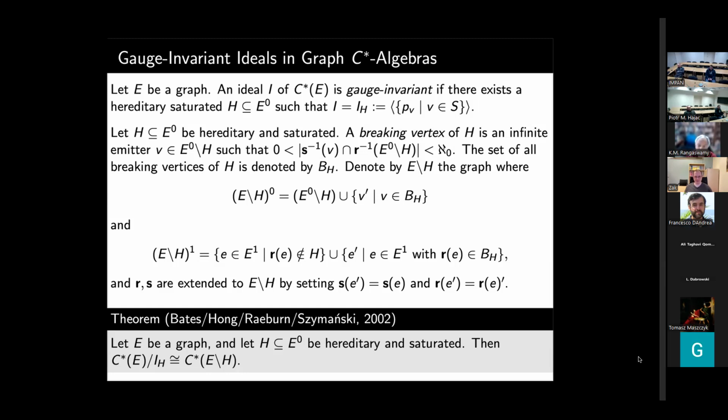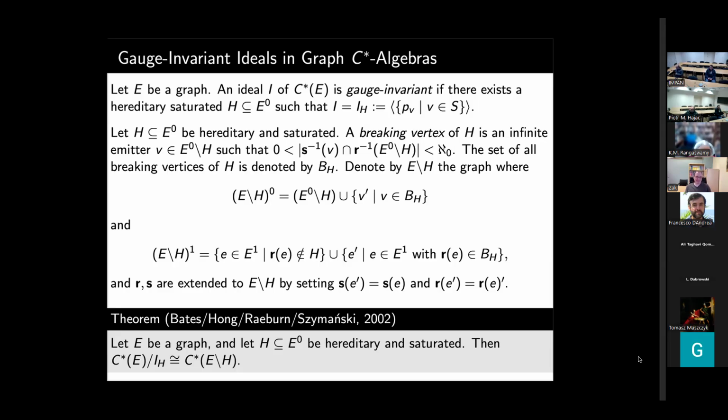So very quickly, let's talk about breaking vertices because they're going to come up again. So a breaking vertex for a set of vertices, usually hereditary saturated, but it doesn't really have to be, is an infinite emitter outside of that set, which sends all but finitely many of its edges into that set, but then some finite number outside. So here's this construction, and here's this result.